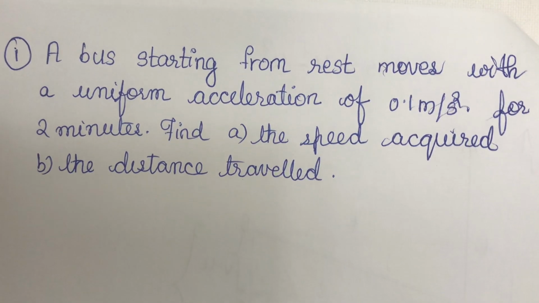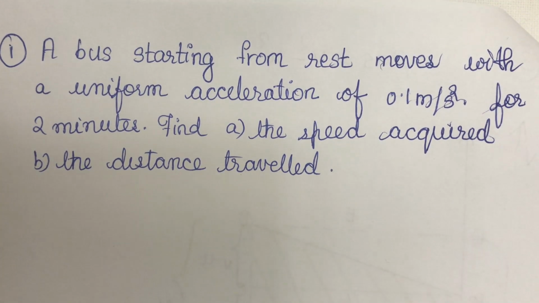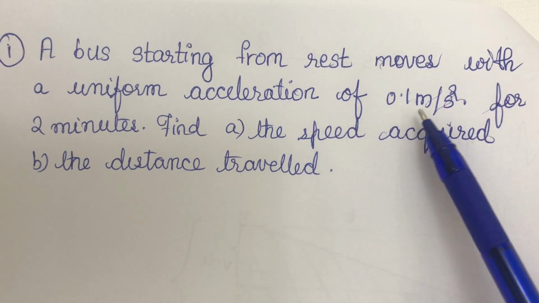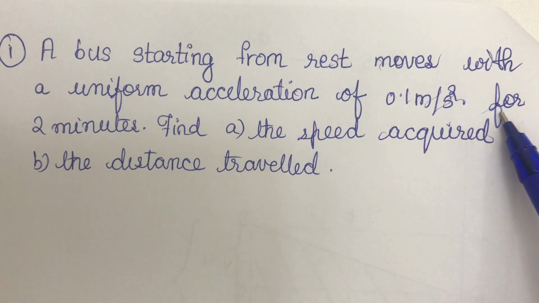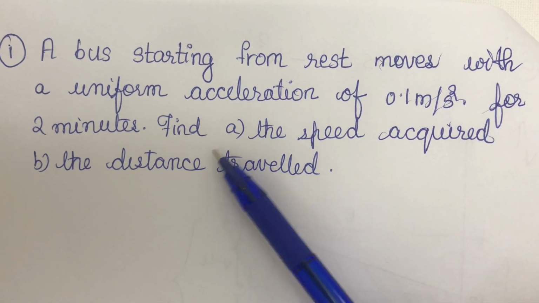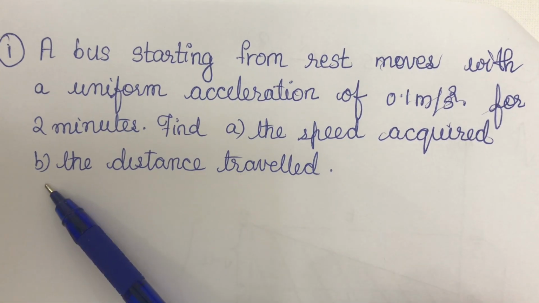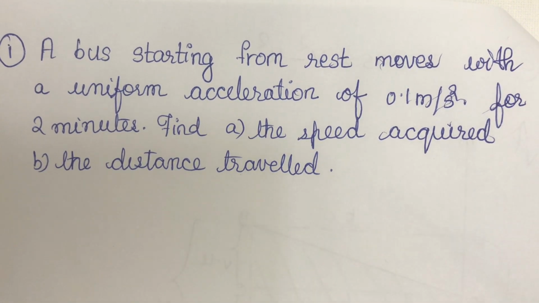So our first question is, a bus starting from rest moves with a uniform acceleration of 0.1 meter per second square for 2 minutes. Find A, the speed acquired. Second question, the distance traveled.